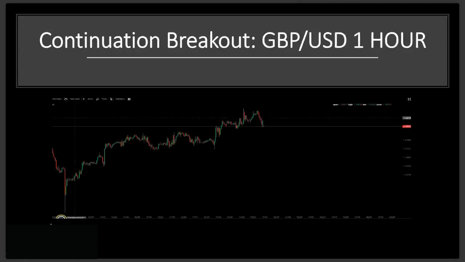Here's another example. This is the British pound US dollar, again on 1 hour. So again, the pound was bullish at the time against the US dollar. A big, nice little bull run. Then the market took a breather, it range traded before continuing the trend. And this is what the traders look out for, this breakout, and then they jump on it and they ride the volatility train.